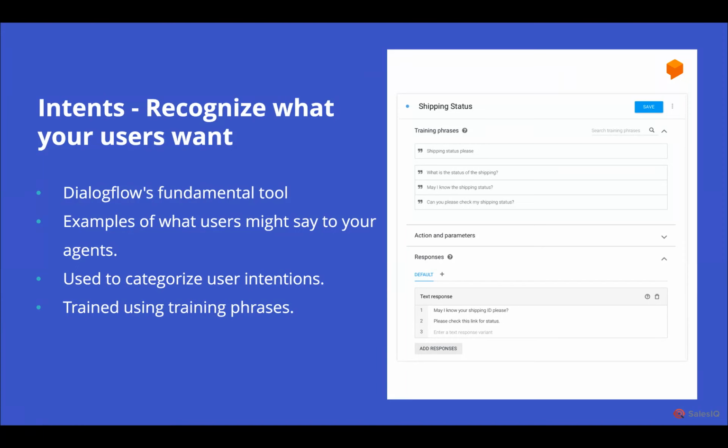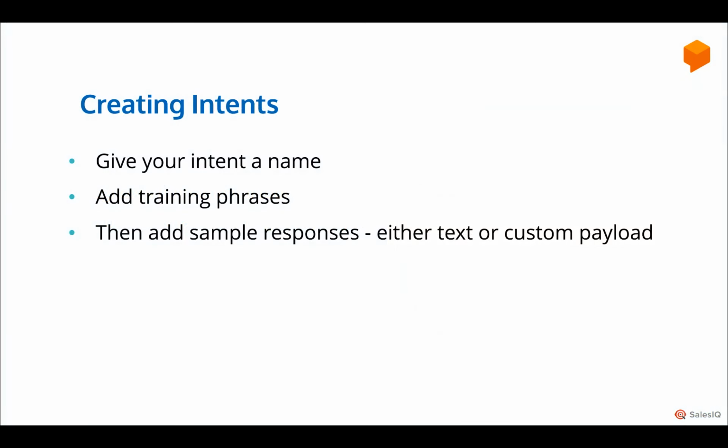So the list of defined intents for your agent can be found by navigating to the intent navigation item within the menu on the left side of the console. Okay. To create an intent inside the Dialogflow section, you need to give it a name and then configure training phrases and responses, and then either be text or custom payload.